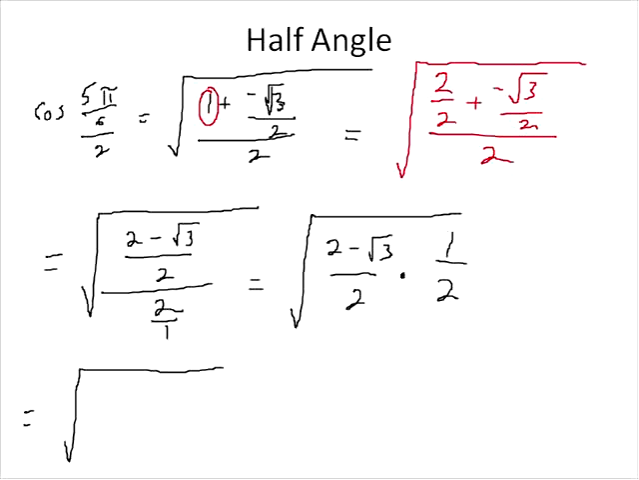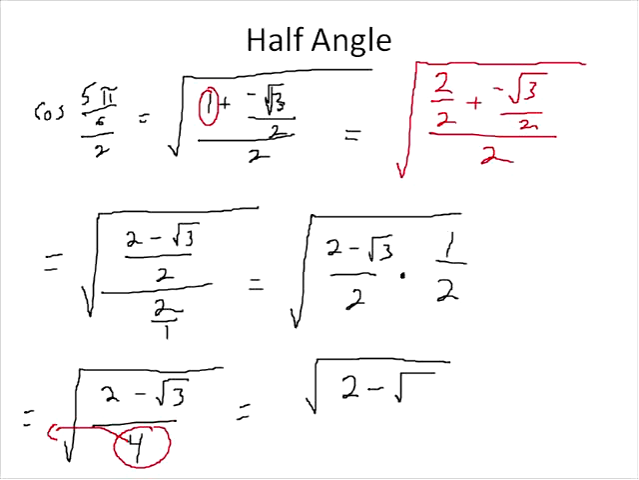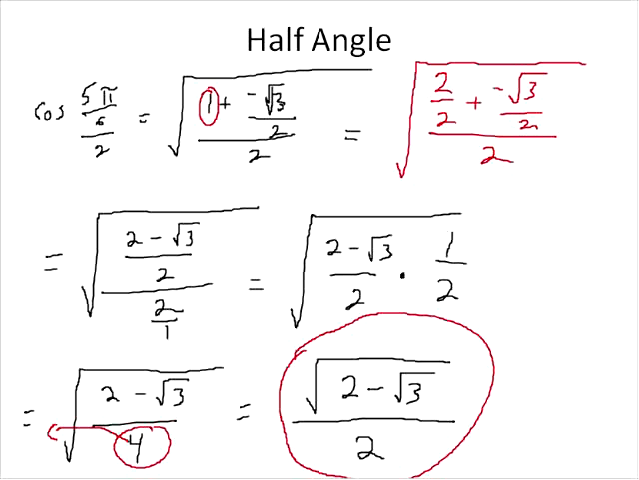And that's going to get you the square root of 2 minus the square root of 3 all over a 4. But this 4 can come out of my radical as a 2, right? So I'm going to simplify this down just a little bit further to say it's the square root of 2 minus the square root of 3, the whole thing over a plain old 2. And there you have it, folks. We are done. We have found the cosine of 5 pi over 12 exactly.